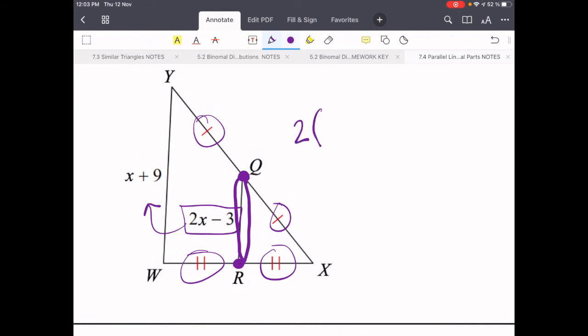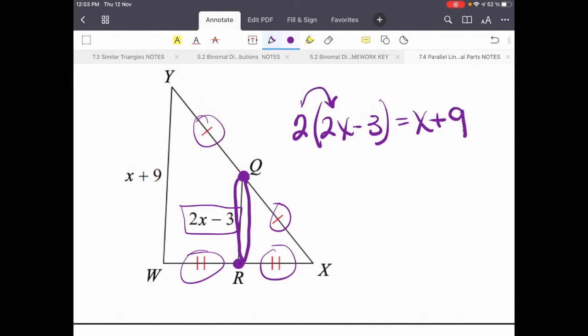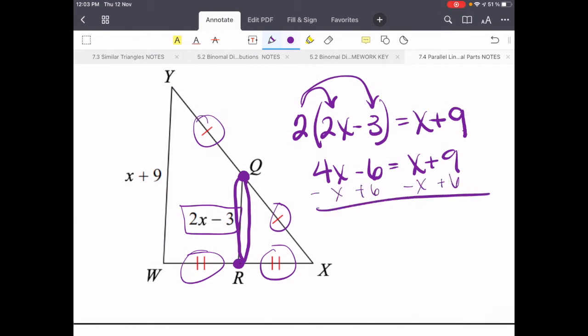2 times 2x minus 3 equals x plus 9. We'll distribute the 2. 4x minus 6 equals x plus 9. Subtract x, add 6. We get 3x equals 15. So x equals 5. Not so bad, huh?